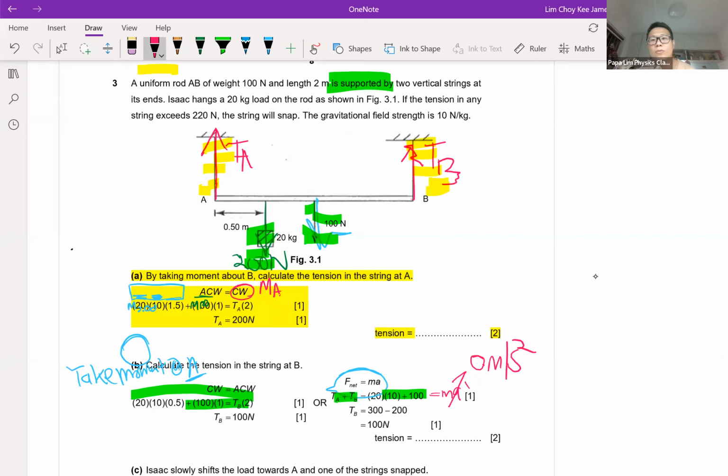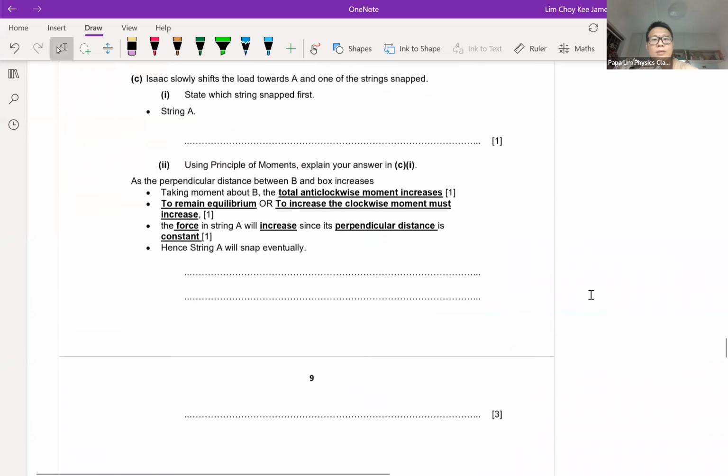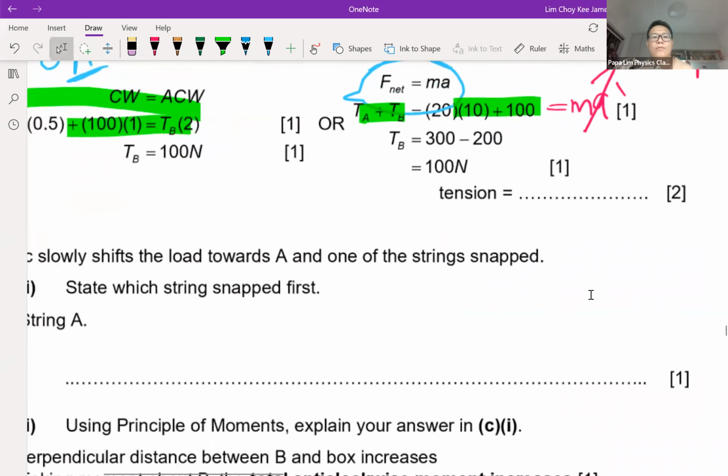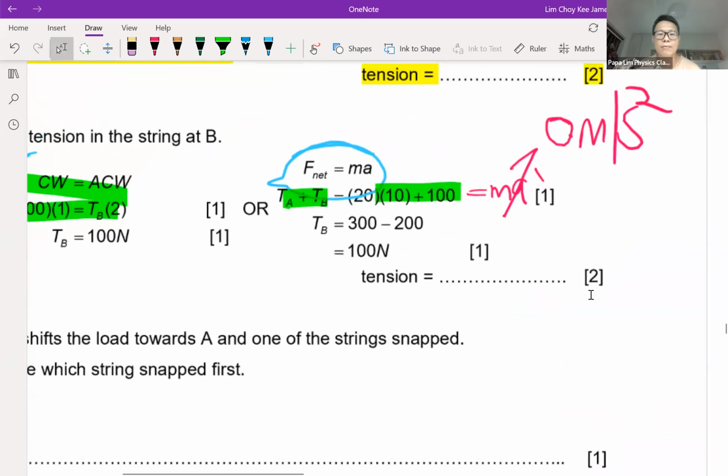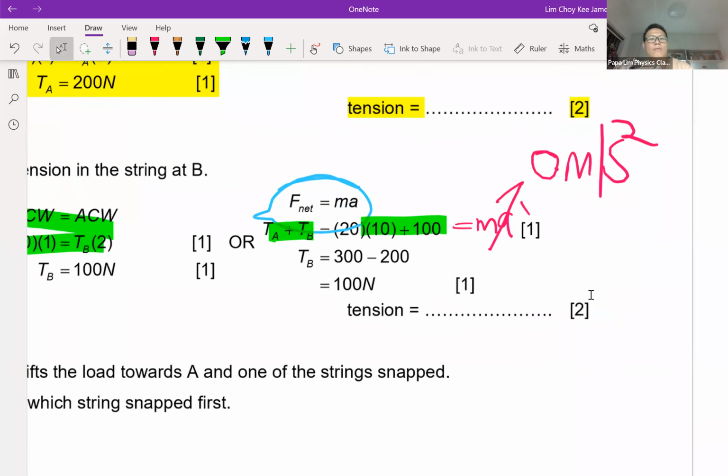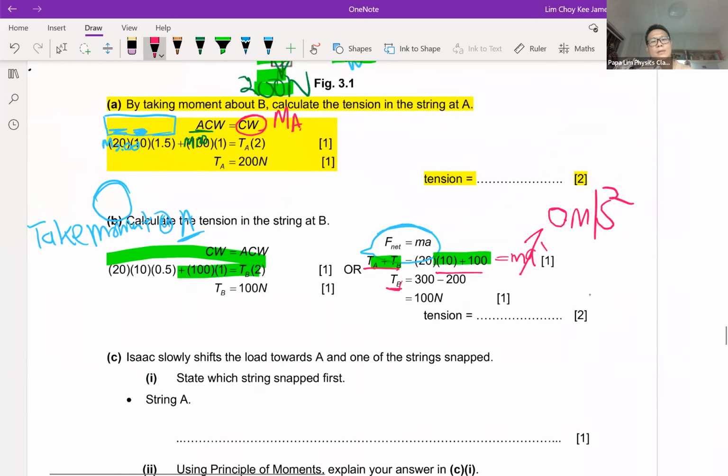Okay, same thing, if you do Newton's law, the equation will look like this. This is the equation for Newton's second law. If you use F net equal to ma, you will have two forces here, two upwards and two downwards. You equate them together, you solve for the unknown TB, and you get it as 100 Newton. Same answer. So two different approaches, but actually the same answer.